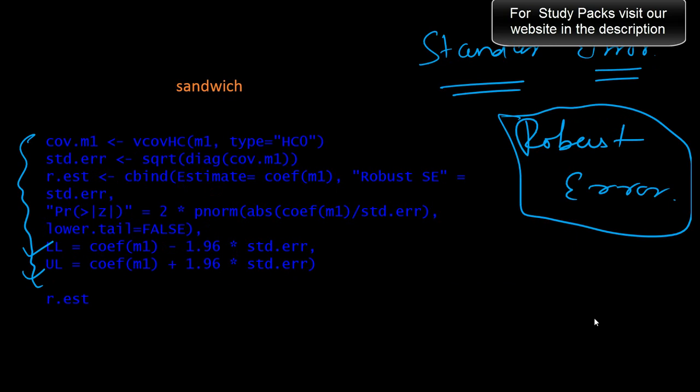I highly recommend you go ahead and run these steps, or run this code in R, to understand it better and get a better feel of it. All right, so we have this result now. We have run the model, and we have also found the robust standard error.